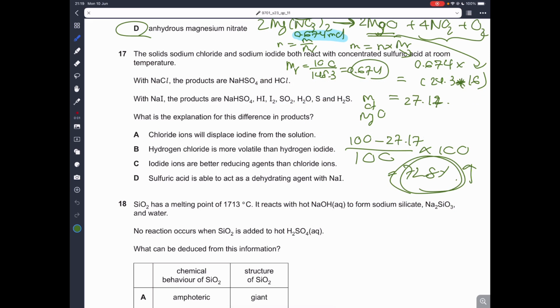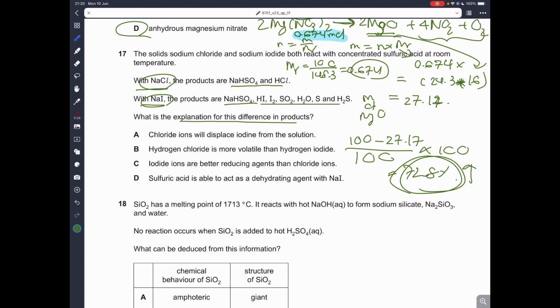Okay, question 17. The solids sodium chloride and sodium iodide both react with concentrated sulfuric acid at room temperature. With NaCl, the products are NaHSO4 and HCl. With NaI, the products are NaHSO4, I2, SO2, S, and H2S. What is the explanation for the difference in the products?